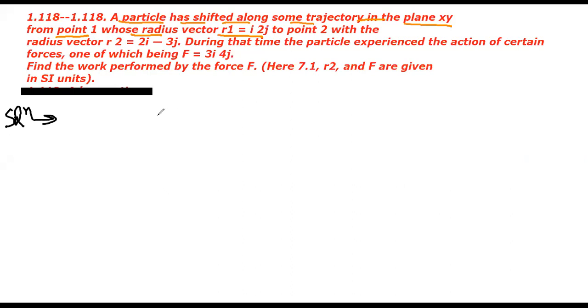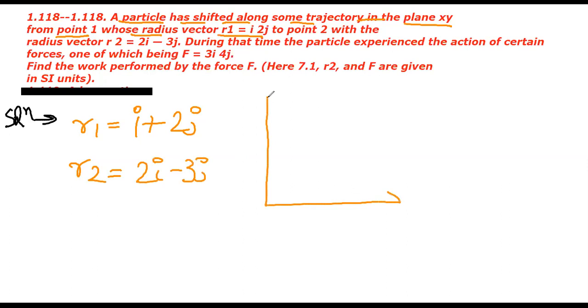So students, the r1 vector is i plus 2j, and the r2 vector is 2i minus 3j. The particle is in the xy plane. This is the x axis and this is the y axis. The particle has shifted from i plus 2j. Let us mark that point as i plus 2j. This vector is from here to here. This is i plus 2j, students.